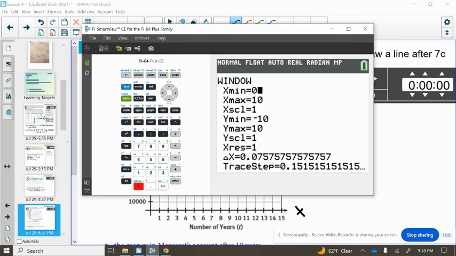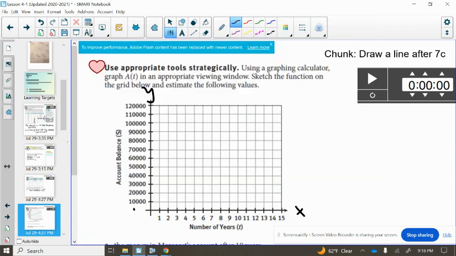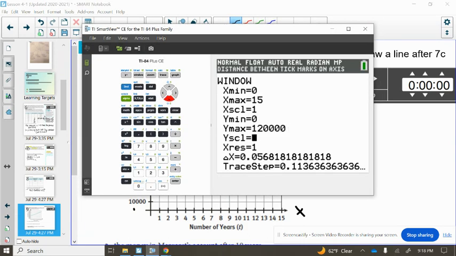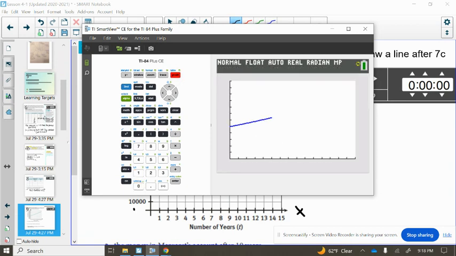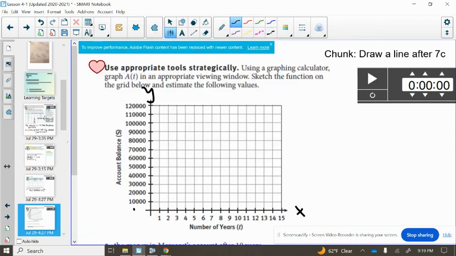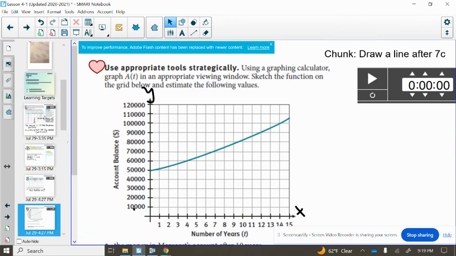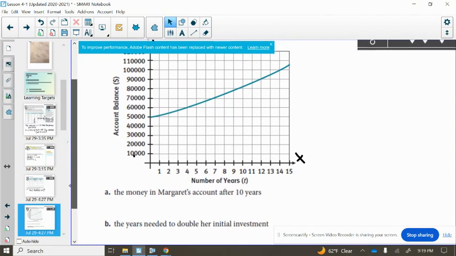So we are going from 0 to 15 years for our x's. Each year goes up by 1 at a time. And our y values, we start at $0 and we are going up to 120,000. And then notice the scale on this one, we are going up by 10,000 each time. And what we could do then is look at this graph and notice that we have this increasing graph over the course of these years. So we can see that shape of our graph in the window.